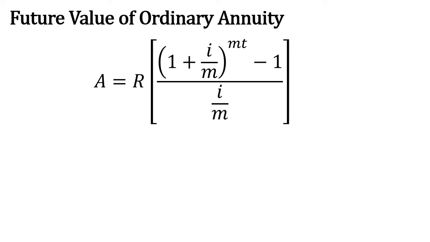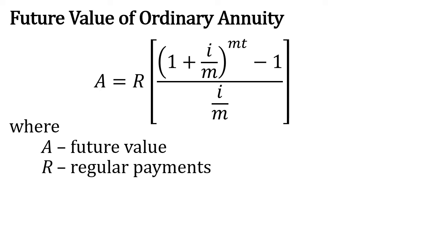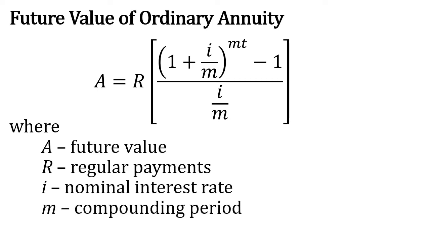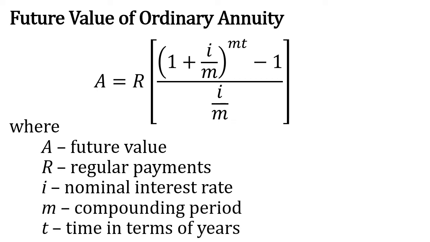Here's the formula to solve for the future value of ordinary annuity. A equals R times (1 plus I over M) raised to mt, minus 1, all over I over M, where A is the future value, R is the regular payments, I is the nominal interest rate, M is the compounding period, T is the time in terms of years.